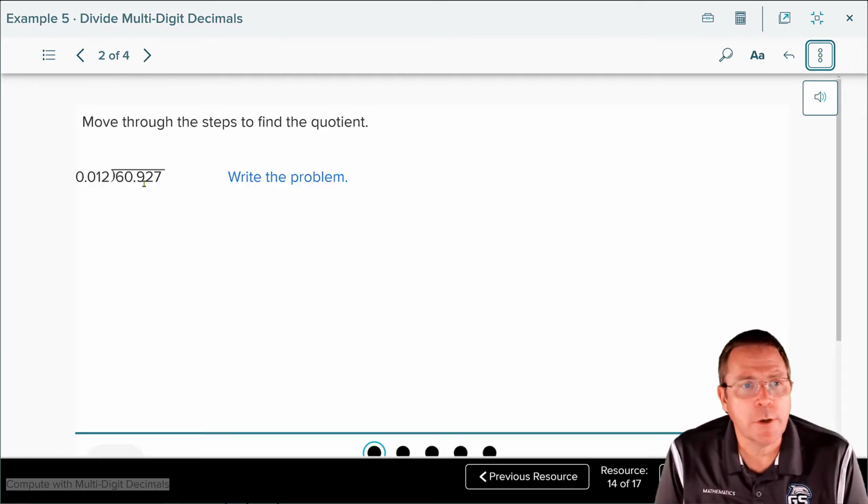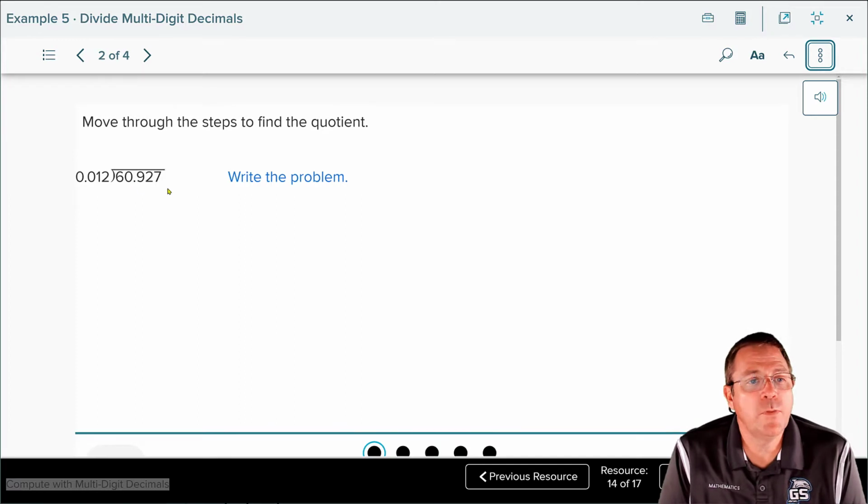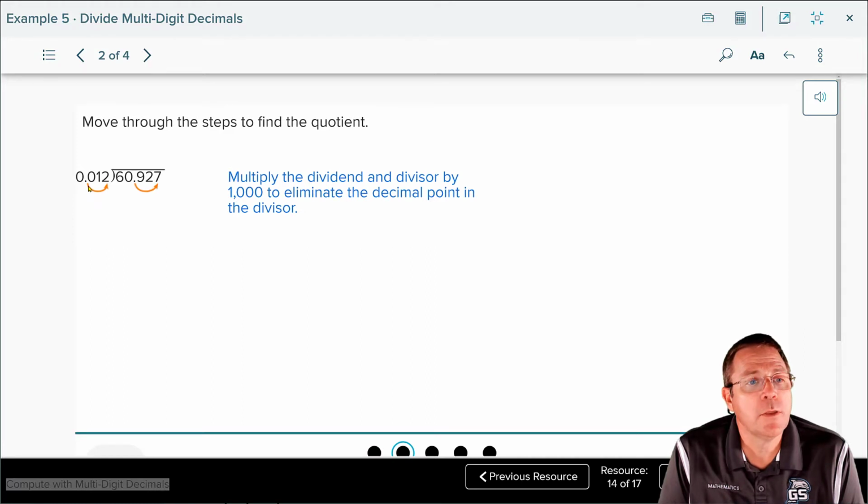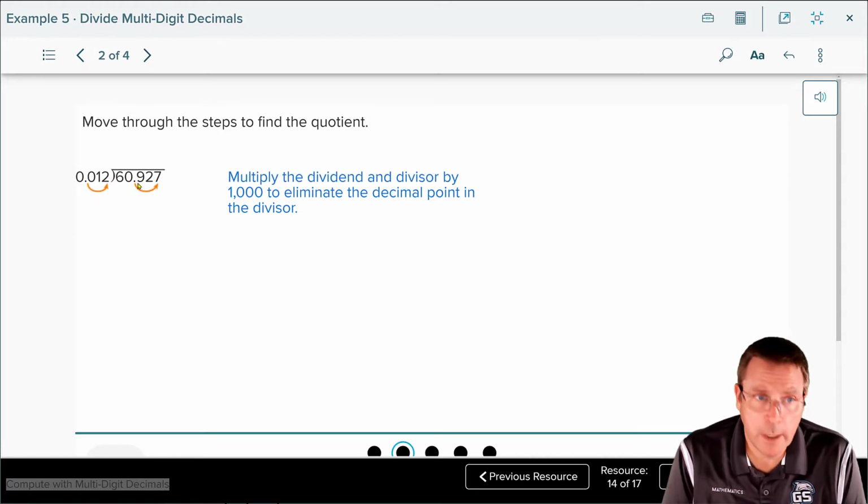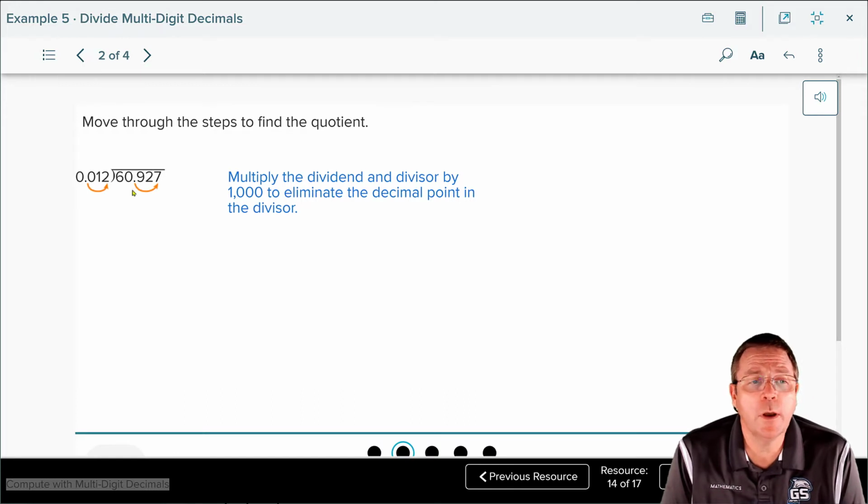So let's get started. We've rewritten the problem with the first number in the house, just like I said. This decimal right here, it's outside the house. It's 3 spaces to the left of the wall, so we're going to bounce it 3 spaces to the right. The decimal inside the house, we're going to bounce 3 spaces to the right as well, so that both inside and outside move the same number of places to the right.